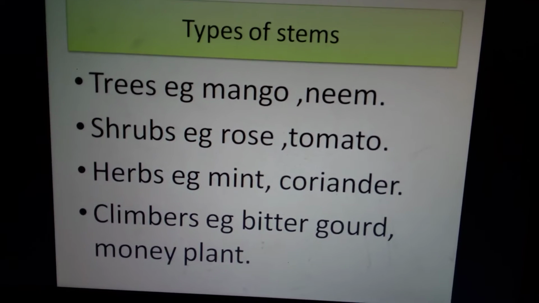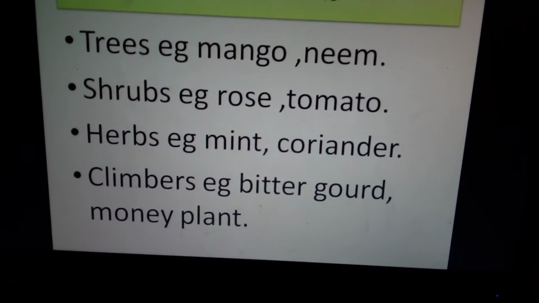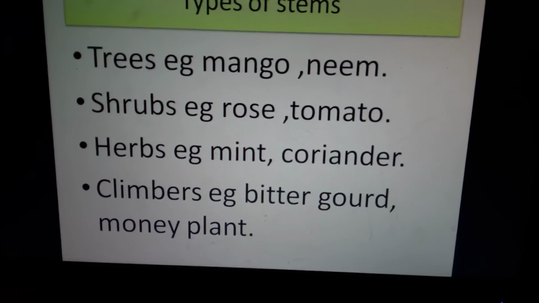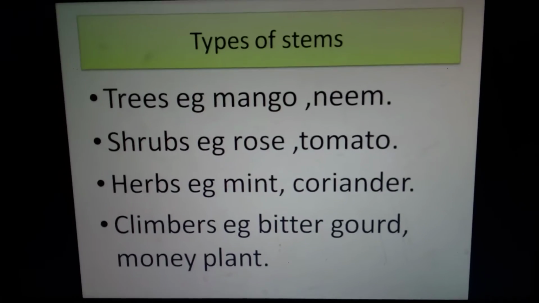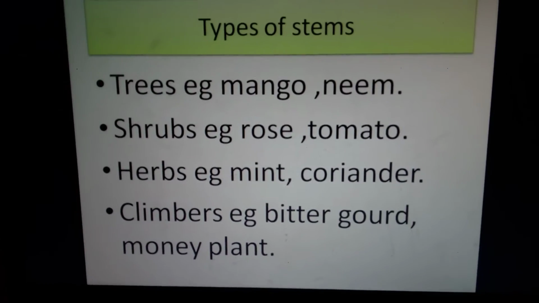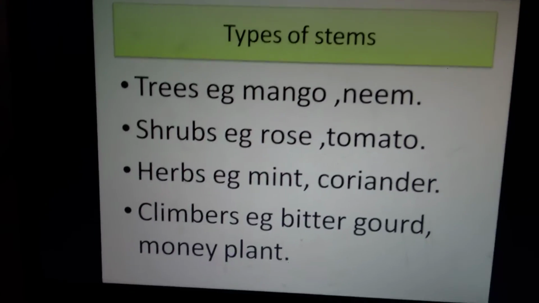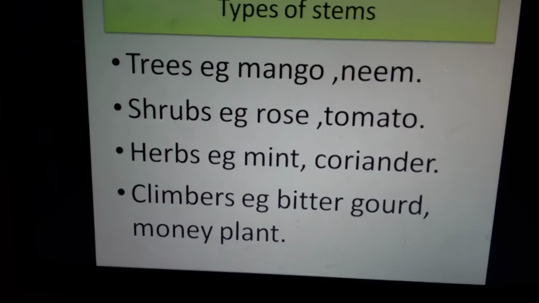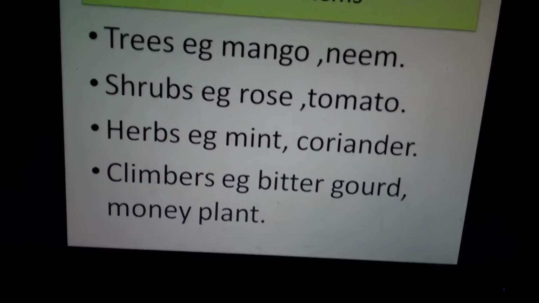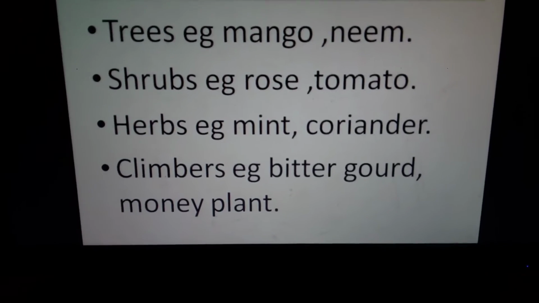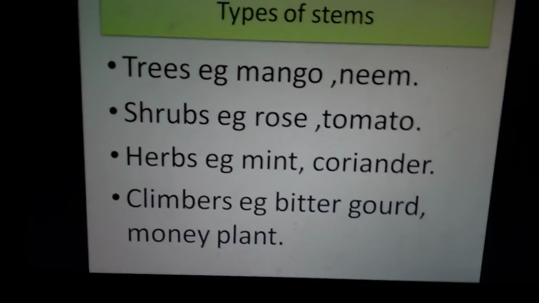Types of stems: trees, example mango, neem; shrubs, example rose, tomato; herbs, example mint, coriander; climbers, example butter gourd and money plant. They have different types of stems. Like we can see that shrubs have woody stem, trees have hard stem, herbs have green colored stems, and climbers have also green colored fleshy stem.